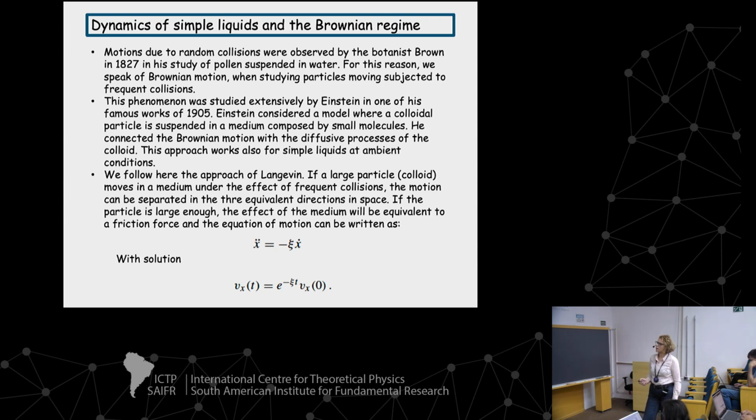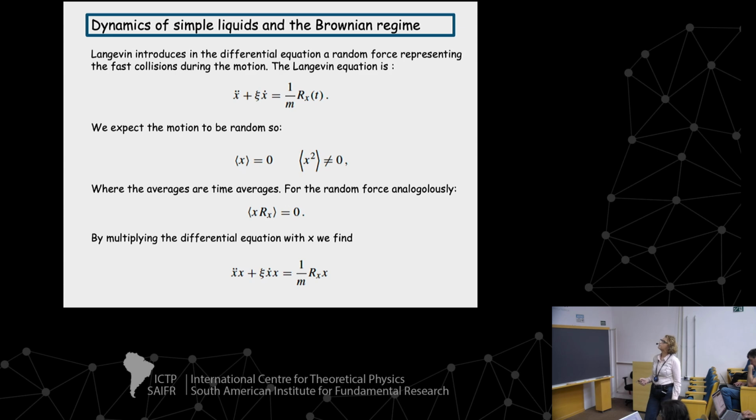So if it's a friction term, as you might remember even from physics 1, the differential equation of motion has a term which is proportional to the derivative of the position with a coefficient. The solution for the velocity is an exponential decay in time of the velocity that the particle had at time 0, because of this viscous effect of the other particles. It's a very simple model.